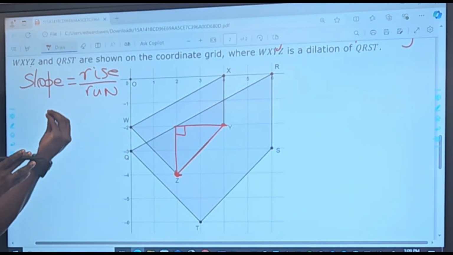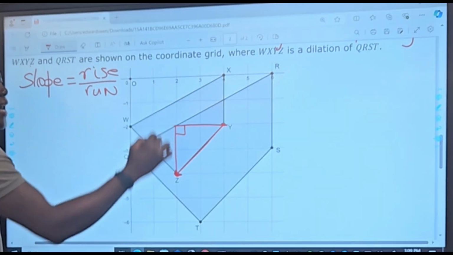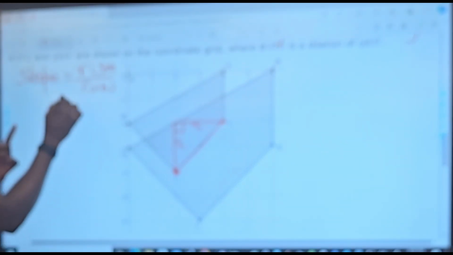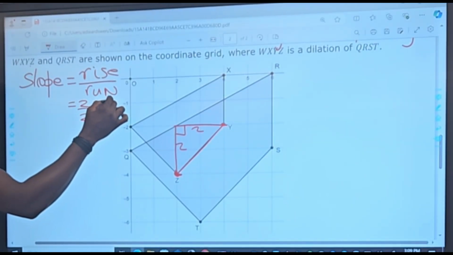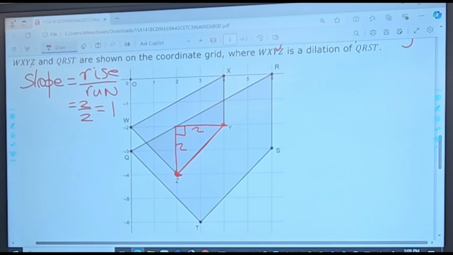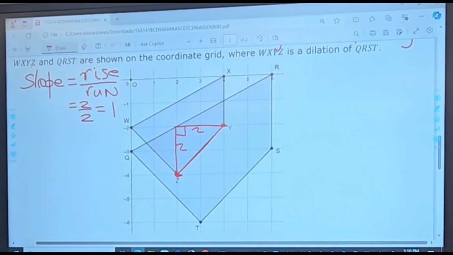What are the lengths for these sides? What is my rise? How much? 2. What's my run? 2. So in terms of my slope, 2 over 2, which is the same thing as 1. So I want to put that at the appropriate place: 1. But remember, it's coming from 2 over 2.